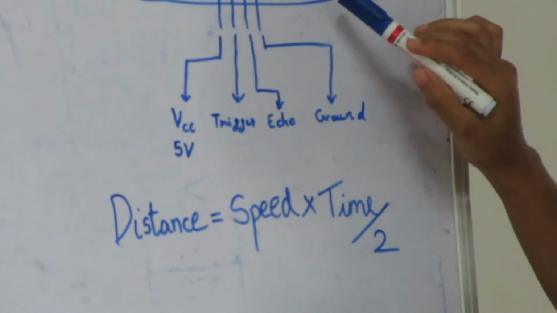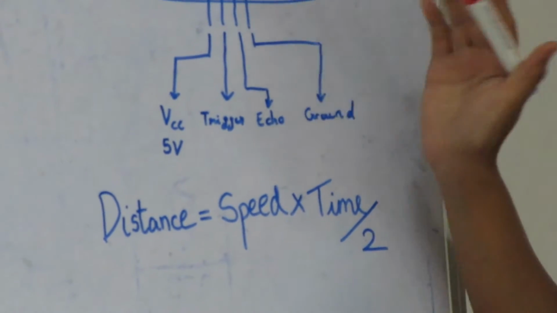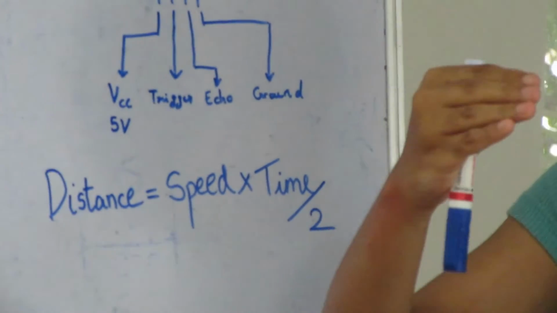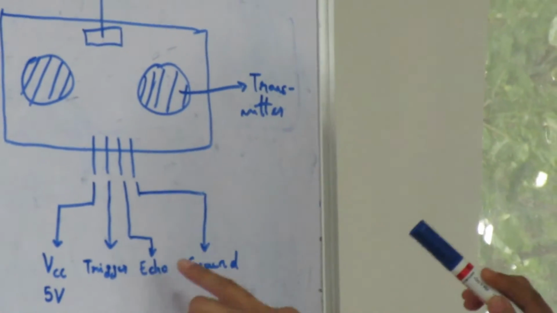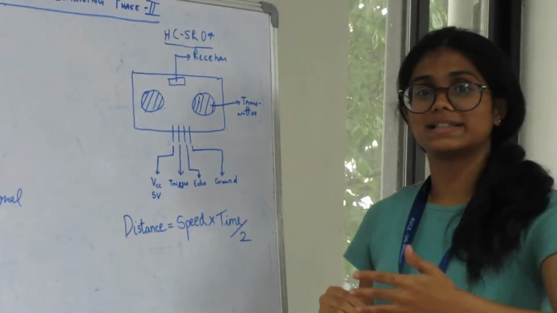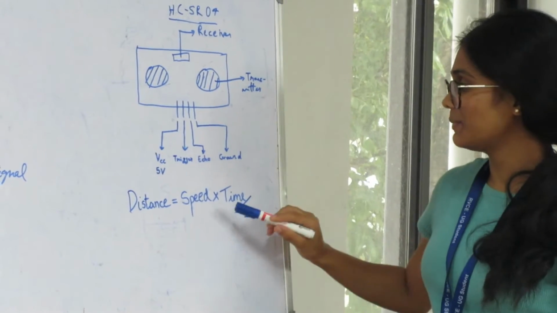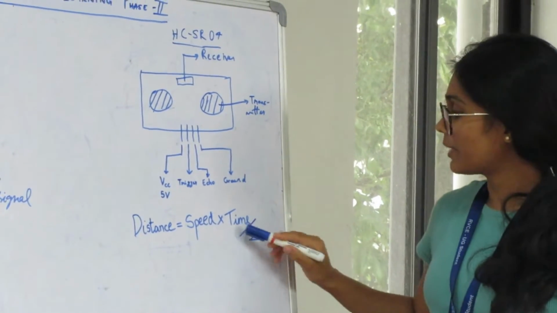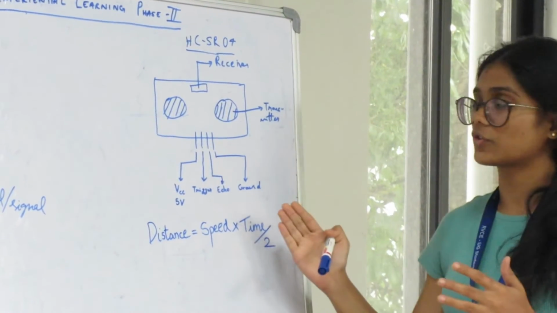pin. When the trigger pin is high, the sensor sends sound pulses, and at the same time the echo pin is high when the sound pulse is sent, and if the reflected pulse comes back, then the echo turns low and the time is calculated. Time by 2 into speed gives the distance of the object in front of the sensor.